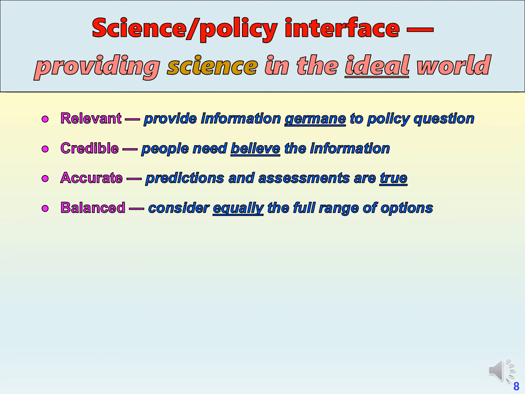You also need, as a scientist presenting information, to be balanced, and that is, you need to consider equally the full range of options being considered by the policymakers. You shouldn't commit the sin of omission by emphasizing options that you personally or your employer prefers. You want to be equal across the range of options that are on the table being considered.